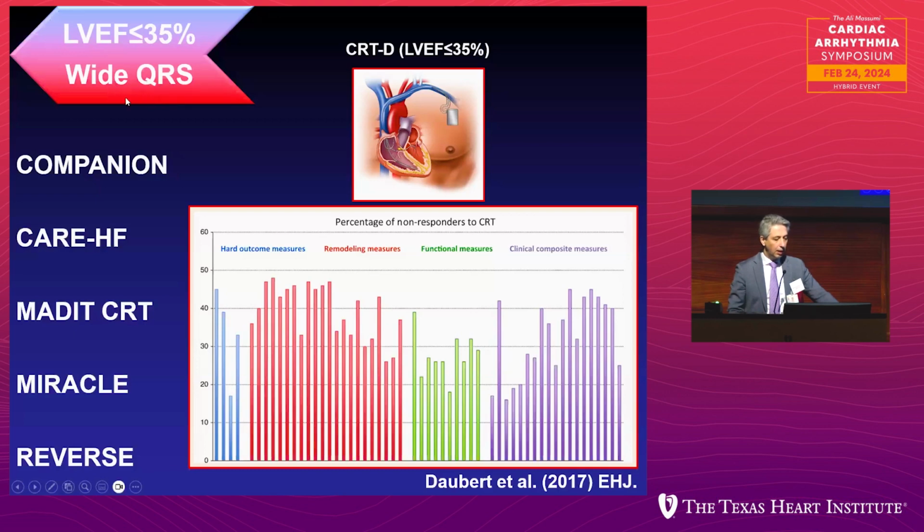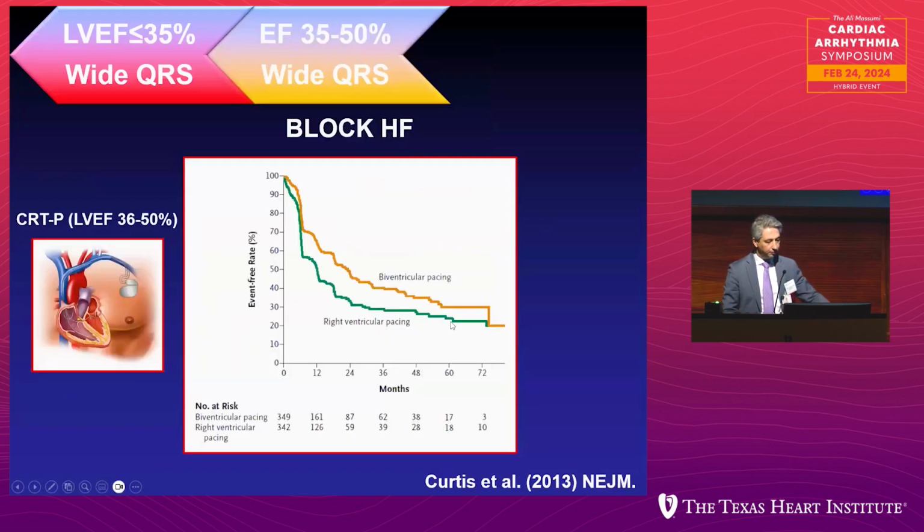reduces heart failure hospitalization, and improves quality of life and exercise capacity in patients with ejection fraction less than 35% and a wide QRS. Now, unfortunately, as seen in this graph, there is a significant number of patients that do not respond to biventricular pacing, anywhere between 20 and 50%, depending on what measure you use for response. That's a limitation that we would like to improve on in this patient population.